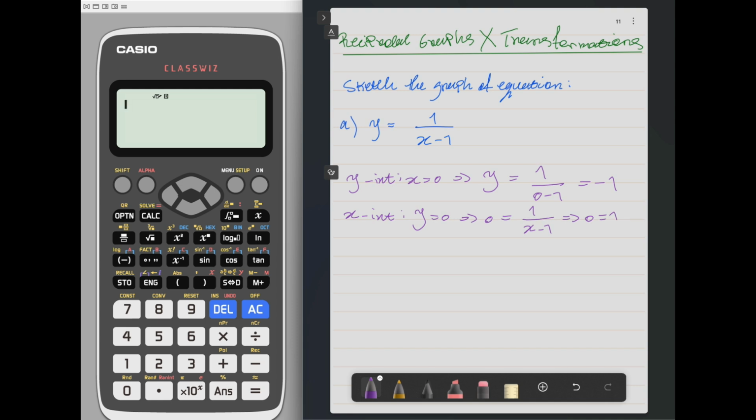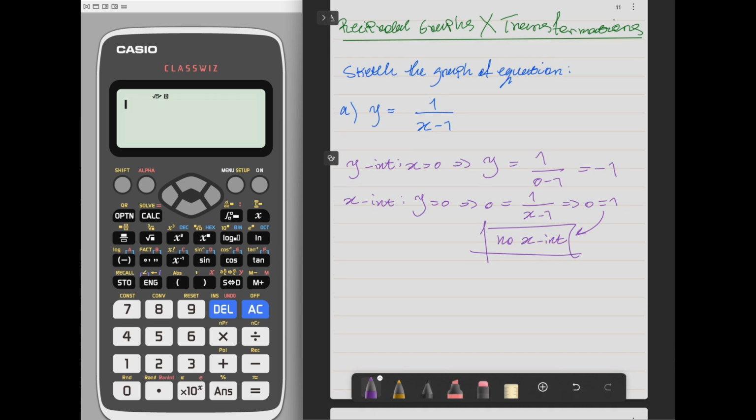How is that even possible? 0 being equal to 1? This is not even possible. Right, this is not possible. So that means you have no x-intercept. No x-intercept. This is for this one.